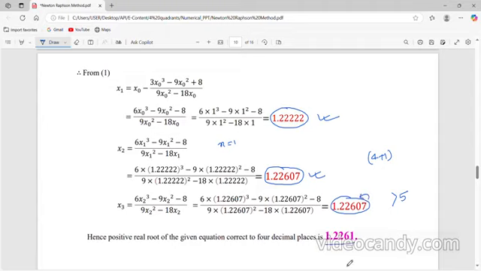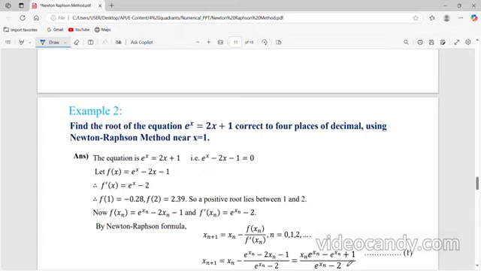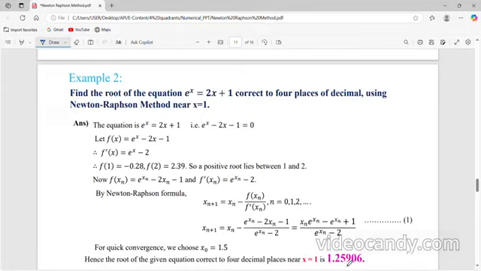Next, another example. Find the root of the equation e to the power x minus 2x plus 1 correct to 4 decimal places using the Newton-Raphson method near x equal to 1. So it is given near x equal to 1. That means at the point of x we will start. The same way, this is your given function, and f1 is a negative value, f2 is a positive value. So the root lies between 1 and 2.